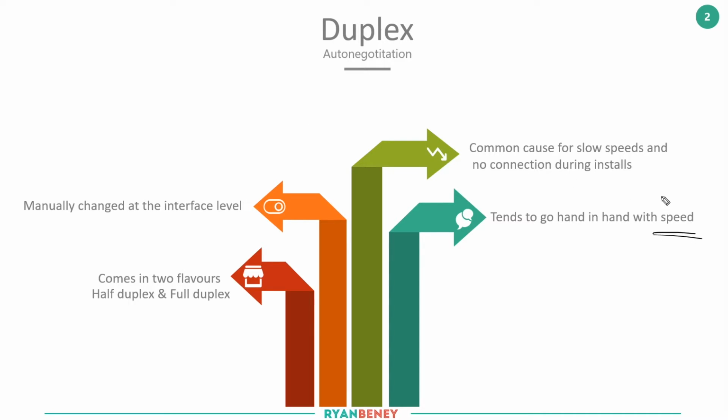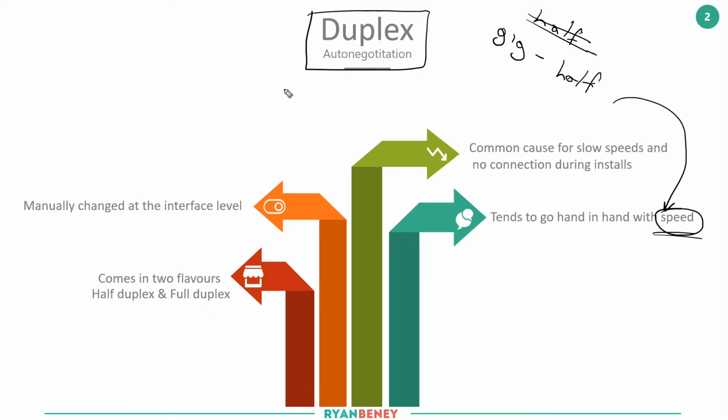And lastly, it tends to go in line with speed. So what do I mean by speed? Well, just now I mentioned that gigabit connections cannot fall back to half duplex. So there's one comment regarding how it falls in line with speed. But more importantly, what it means is sometimes when people set the speed of a link, you have to set the duplex of the link.